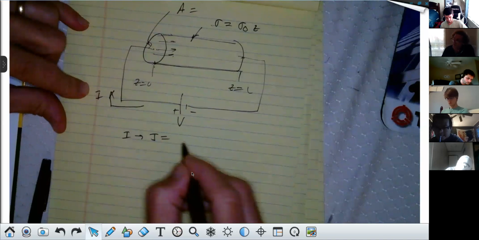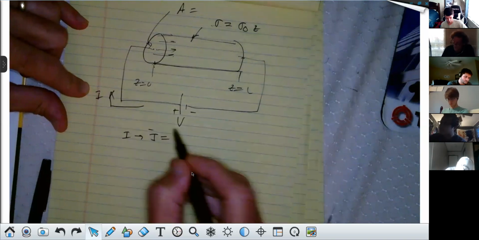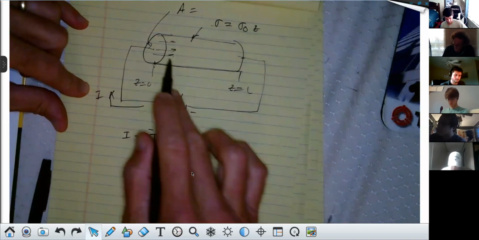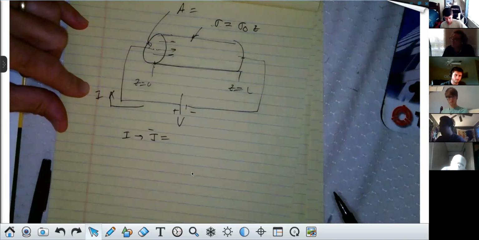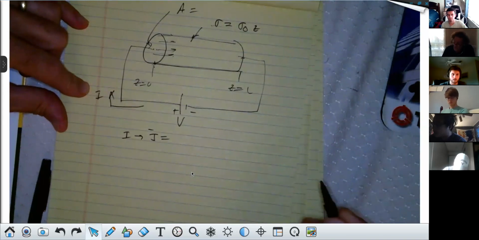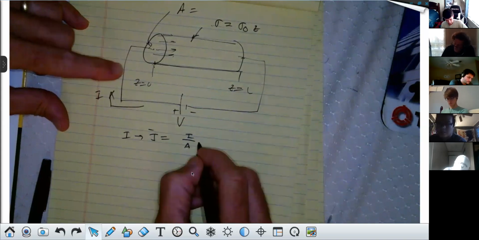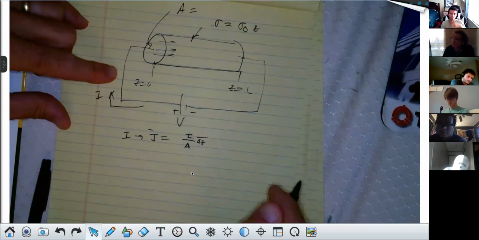What is J always equal to? What about it, Caleb? What is J, the current density, equal to if it's uniformly distributed over the surface area? Anyone? If you don't know it, how about you, Johnny? John, what is it? I over A. It would be I over the cross-sectional area A, and it would be in the AZ direction. That's sort of implied though, right?